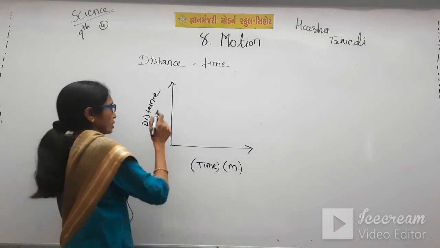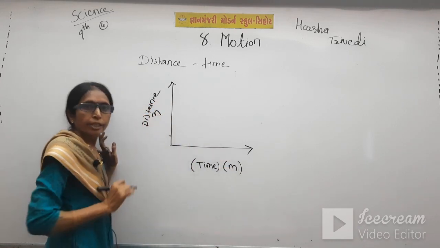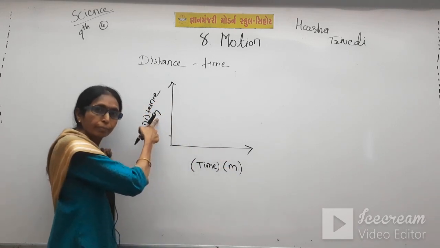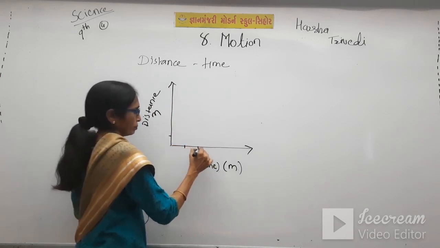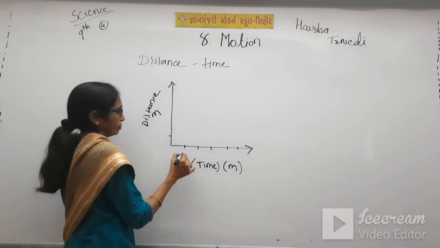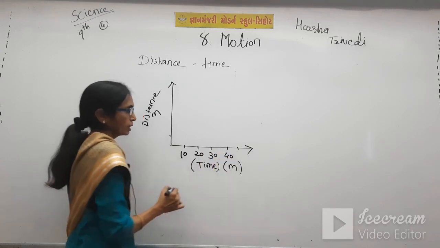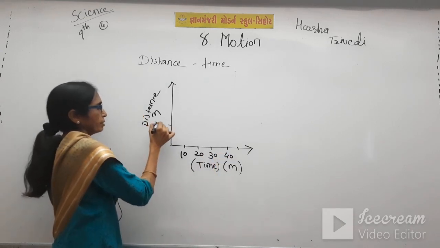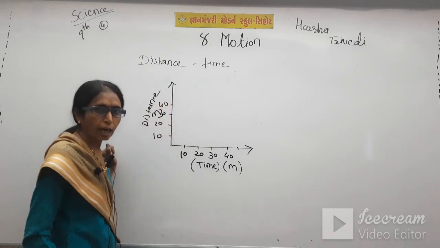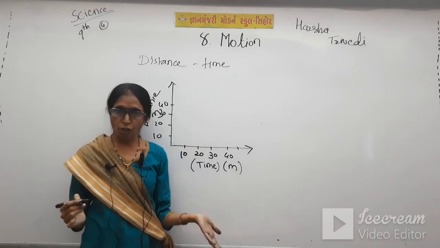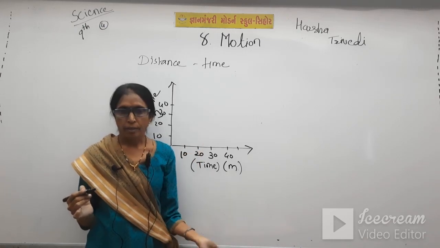Suppose distance is in meters and time is in minutes. This m is for meter, this m is for minute. Suppose it is like this: 10, 20, 30, 40. And suppose this is 10 meters, 20, 30, 40. Now, we will see the different situations of the distance time graph.